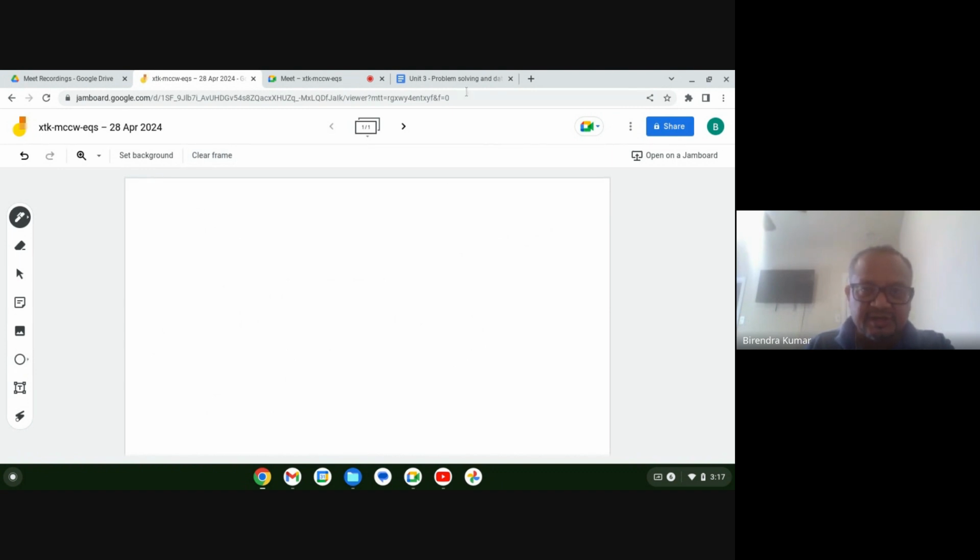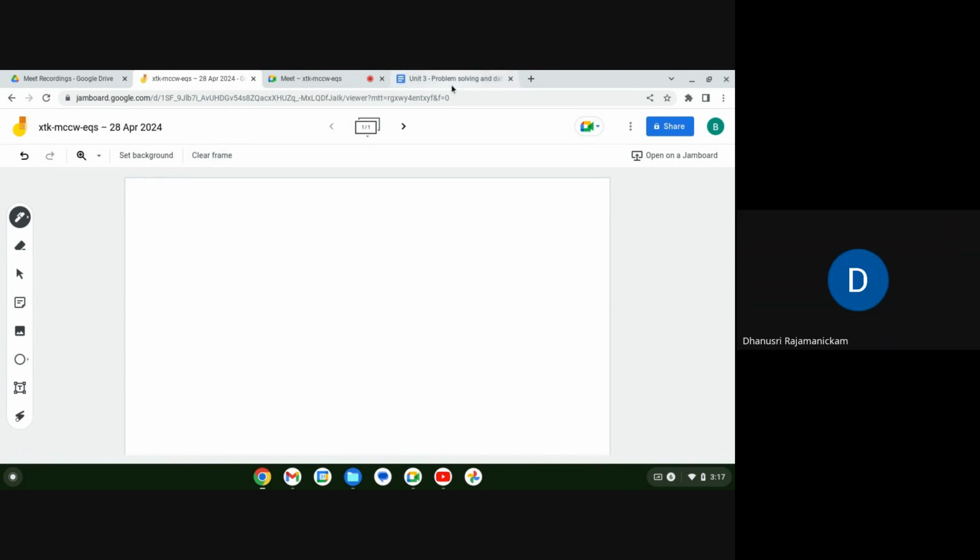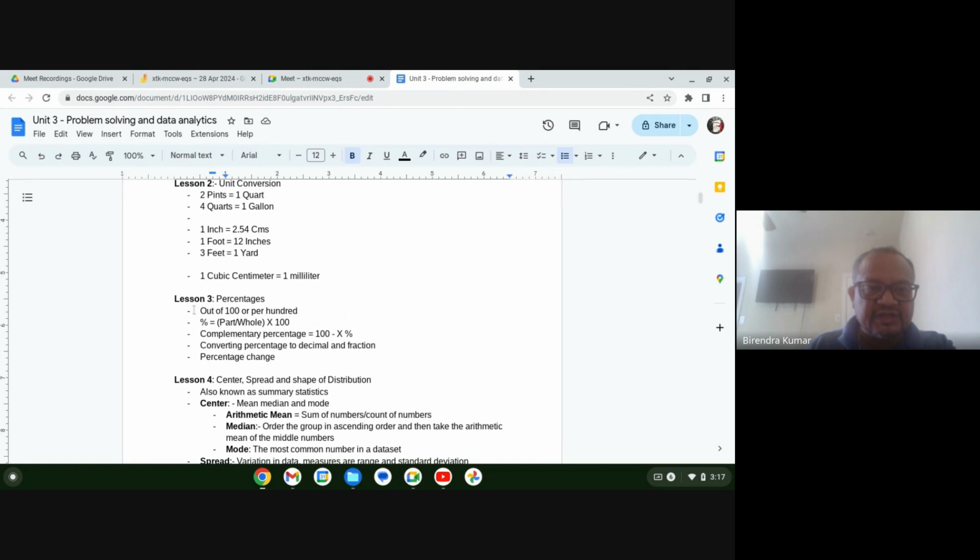You're able to see my screen, right? Yes. Okay. So this is what I had listed down as a topic after going through Khan Academy. The other thing we need to know: percentage means out of 100 or per 100. That's the definition. Percentage equals part by whole into 100, like we were just doing in the calculation right now, X by Y into 100.